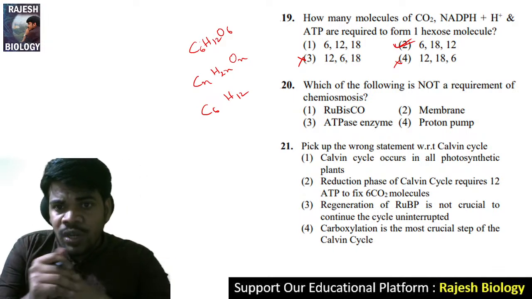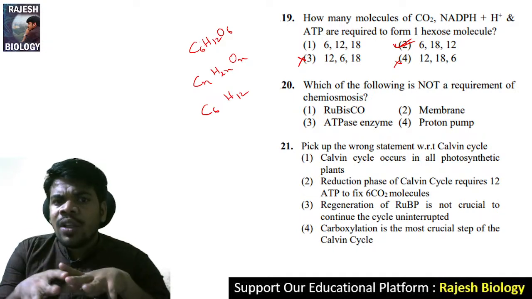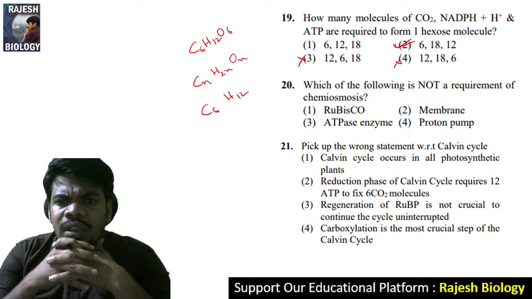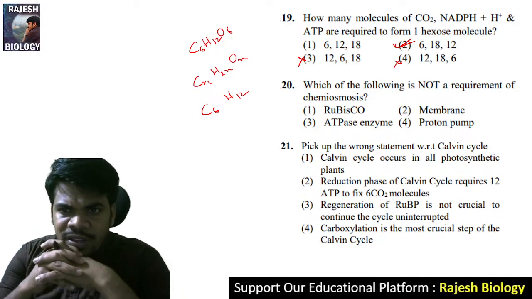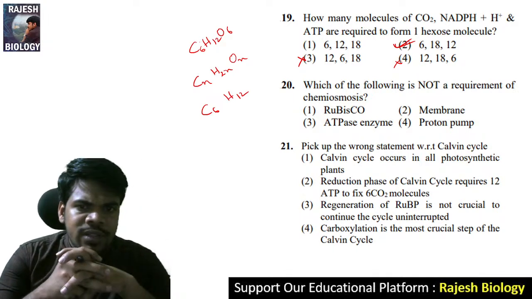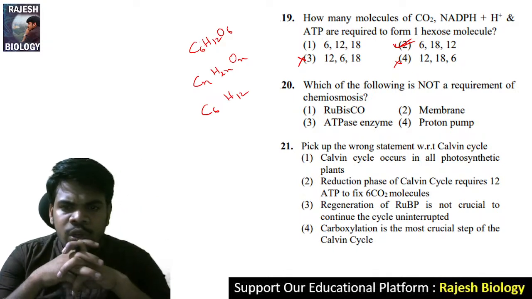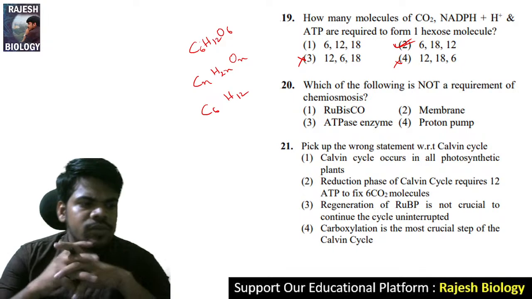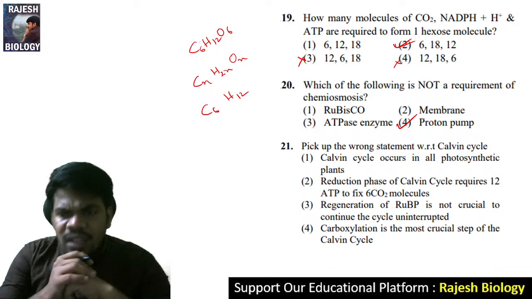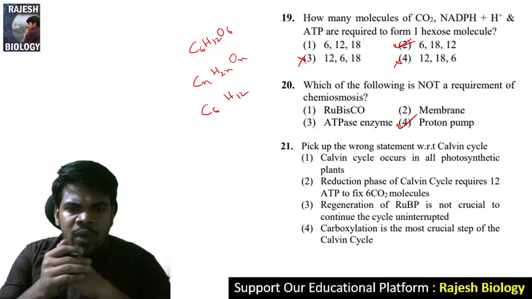Come to the 20th question. Which of the following is not a requirement of chemiosmosis? 20th question. It is not a requirement. Proton pump is not a requirement.